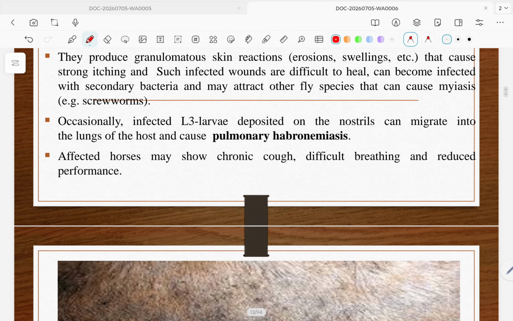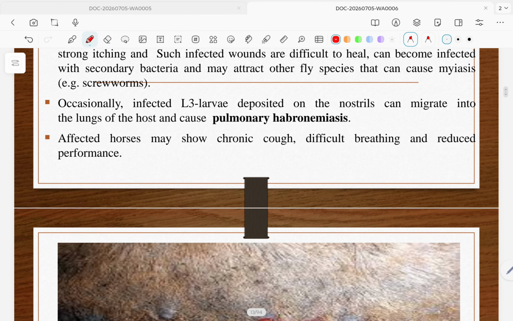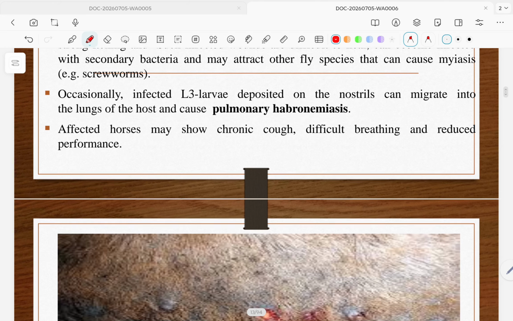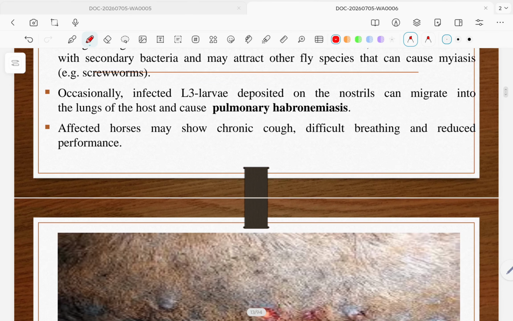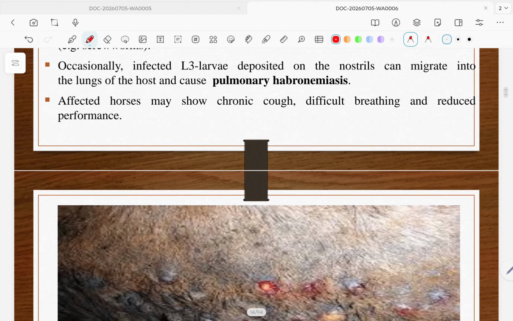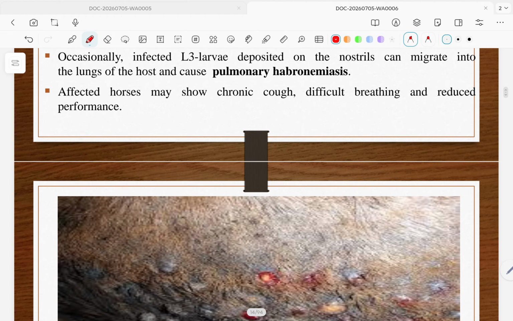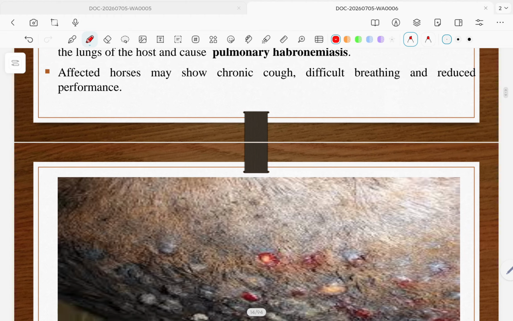Occasionally infective L3 larvae deposited on the nostril can migrate into the lungs of the host and cause pulmonary habronemiasis. Affected horses may show chronic cough, difficult breathing, and reduced performance.